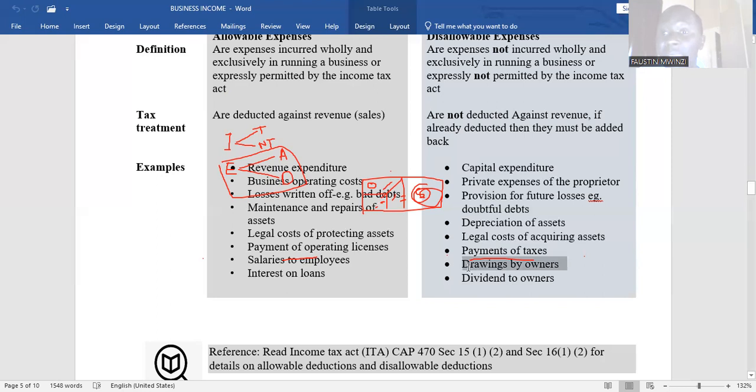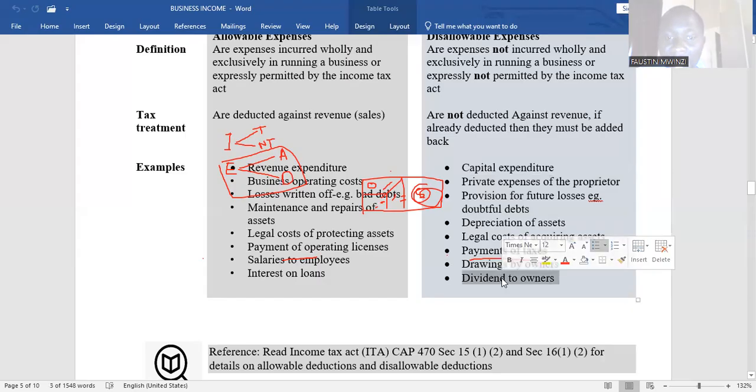Drawings by the owners. When you make drawings as the owner of the business, when you take money out of the business or any private expense, as we had said earlier, those ones will not be allowed. Dividends paid to the owners in case of a company will not be allowed.